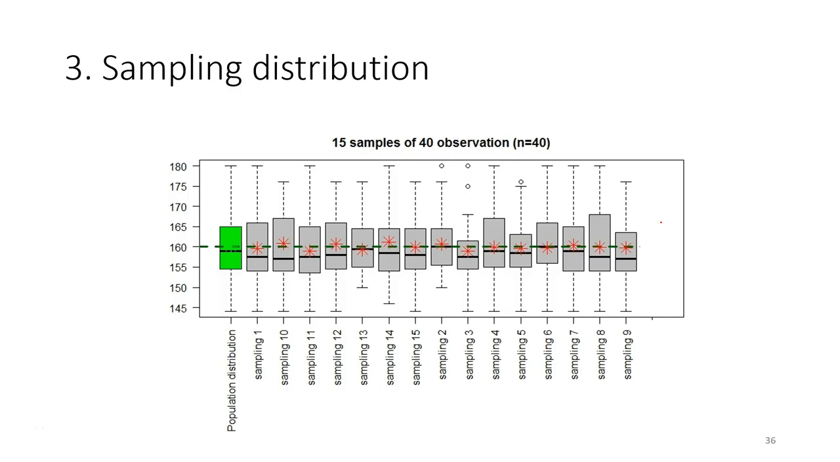If we take all these 15 means and plot a sampling distribution, make a box plot, and calculate the mean, we will find that the variation of the means is much smaller in this case, where we have 40 observations for each sample.